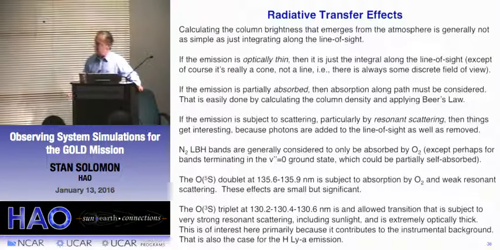But in answer to your earlier question, Michael, yes, there's a lot of radiative transfer going on, and it has to be taken into account in a suitably sophisticated analysis algorithm. So that's what I've been doing a little lately. Other than that, I'm just going to stop here and see if anybody else has any questions. Thanks.